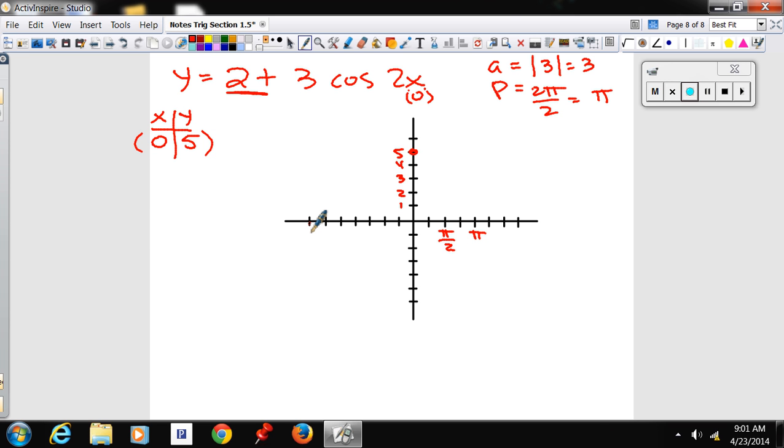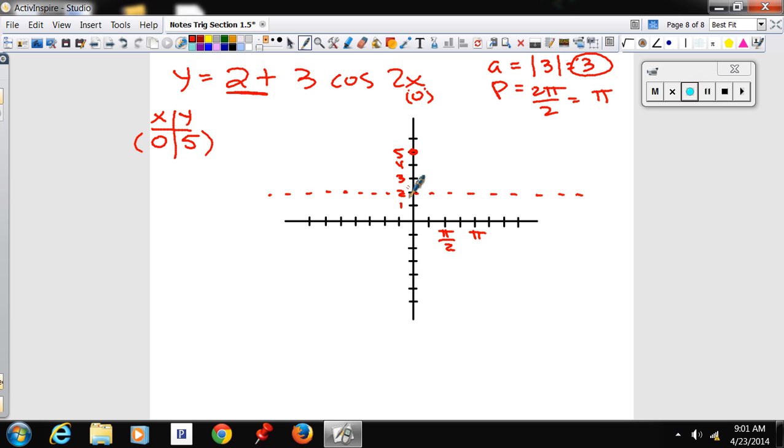So does that mean it goes 5 above the x-axis and 5 below? No, because what does my amplitude tell me? 3. So I need to go down 3 units. This is my new x-axis, because my amplitude tells me it's got to be 3. My height of my graph has got to be 3. So I've got to go 3 above and 3 below this new x-axis.